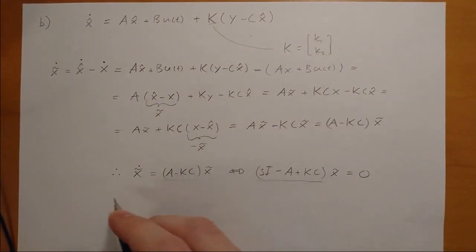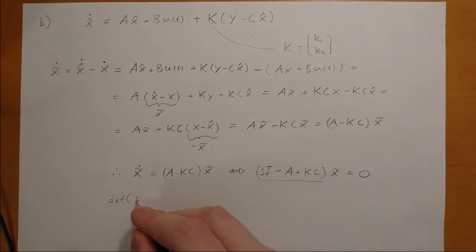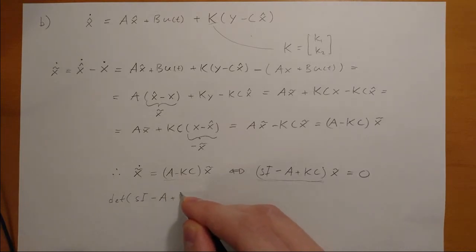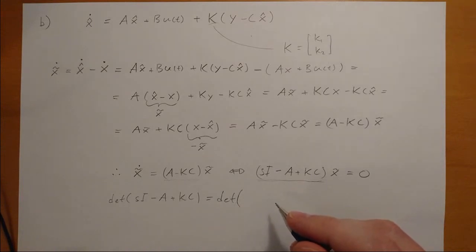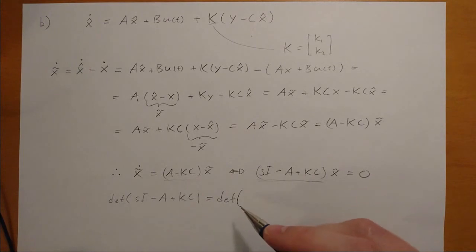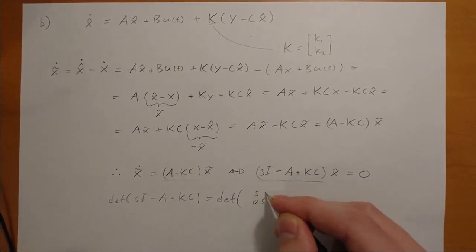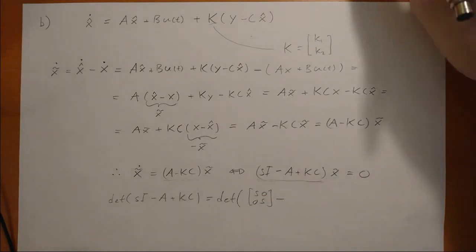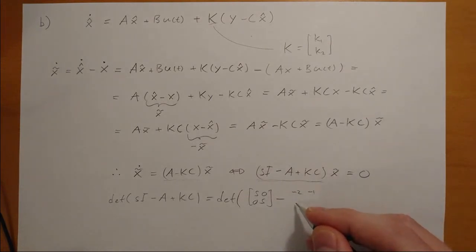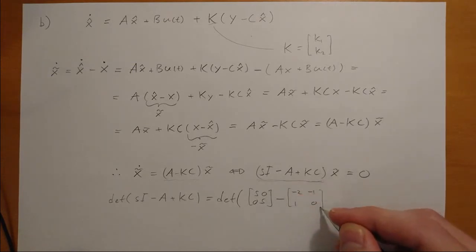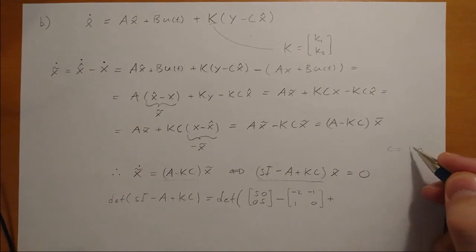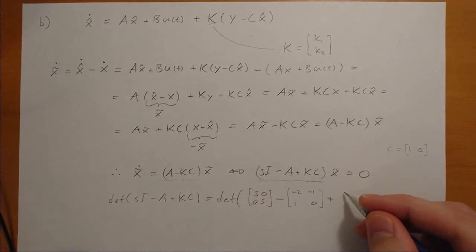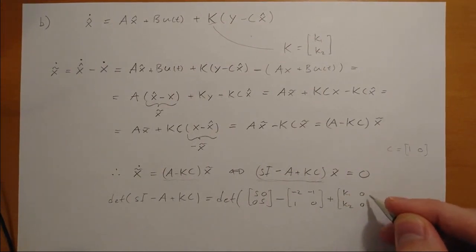That will give us a characteristic equation very similar to what we had when we did state feedback in the previous task. So let's calculate this determinant. The only difference here, compared to before, is that we have plus kc instead of plus bl. So this shouldn't be hard. A was equal to minus 2, minus 1, 1, 0, and then kc is equal to what? Well, c was just equal to 1 0, and k is equal to k1 k2, so that's just going to be k1 k2 0 0, like this.